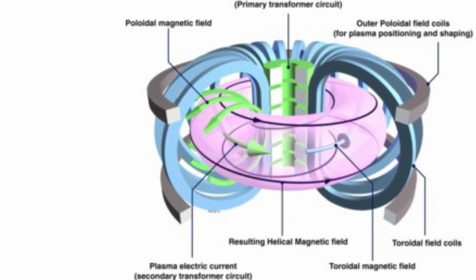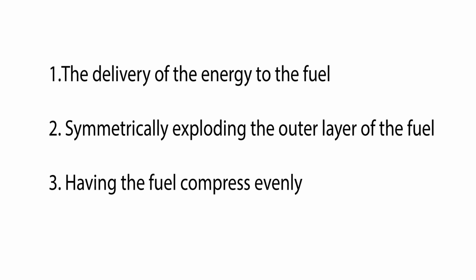The tokamak design has three key parameters which will result in producing more energy than the amount of energy put in. These parameters include the temperature of the plasma, the density of the atoms, and the energy confinement time, meaning if the heat is turned off, how long does it take the plasma to cool down? Issues involving inertial confinement include the delivery of the energy to the fuel, symmetrically exploding the outer layer of the fuel, and having the fuel compress evenly.